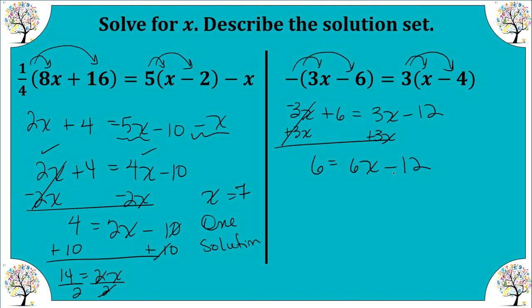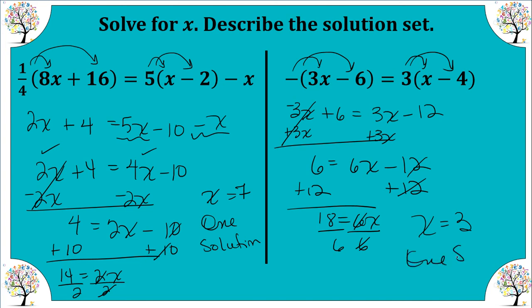We're going to undo the subtraction first by adding 12 to both sides. We're going to undo multiplication by division. And my one solution is x equals 3. 3 is the value that will make the left side, once we plugged it in, equal the right side. So let's describe it as having one solution.